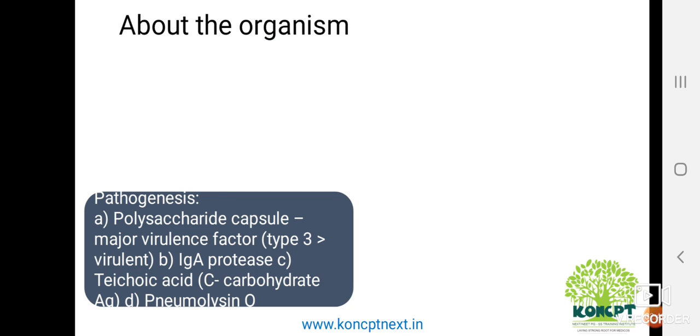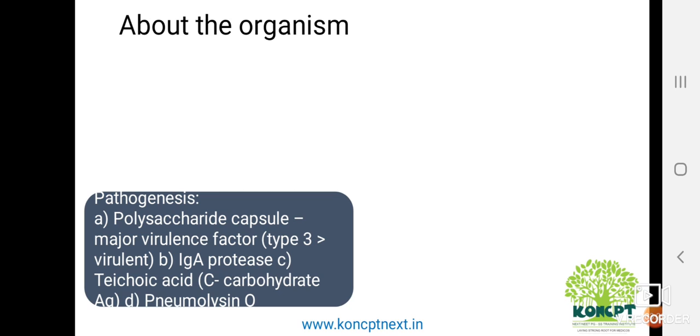Coming to the pathogenesis, the virulence factors associated with Streptococcus pneumoniae are polysaccharide capsule, which is the major virulence factor which protects the organism against phagocytosis. And the type 3 strain is the most virulent strain because it has a thick polysaccharide capsule. It also produces an IgA protease, the name tells you. IgA protease cleaves immunoglobulin A, thus destroying the local immunity and helping the bacteria to attain a hold in the respiratory epithelium. It also produces a teichoic acid which helps the virulence factors to attach.